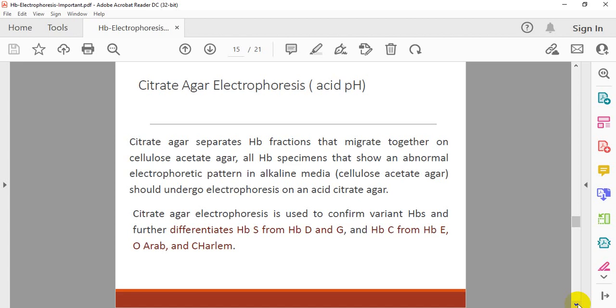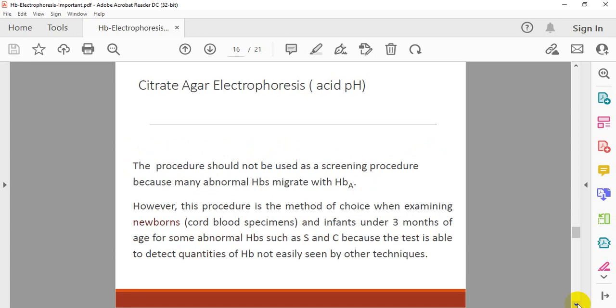and the rest. The procedure should not be used as a screening procedure because many abnormal hemoglobins migrate with hemoglobin A. Yes, the only screening procedure is the cellulose acetate in alkaline media. You cannot use citrate agar for screening. It's very expensive. Citrate agar is expensive to buy, so we can't use it to screen.